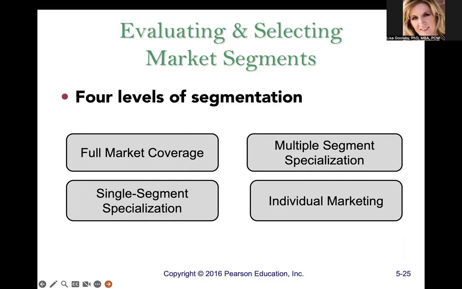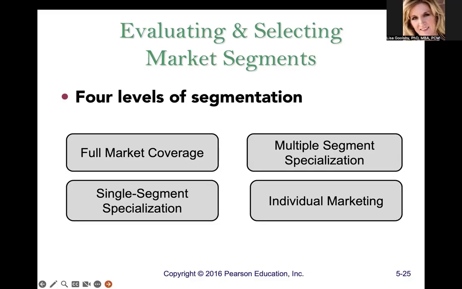So, kind of the last thing we need to discuss is the four levels of segmentation. You could have full market coverage. Like I mentioned, nobody really does that because it takes a tremendous amount of resources, not just people, but dollars. And how do you appeal to everybody? So, very few companies do full market.